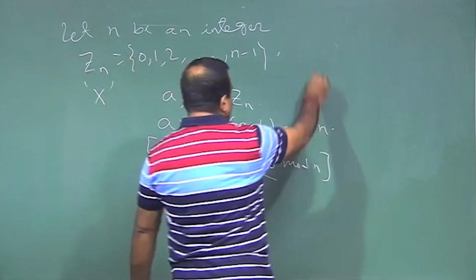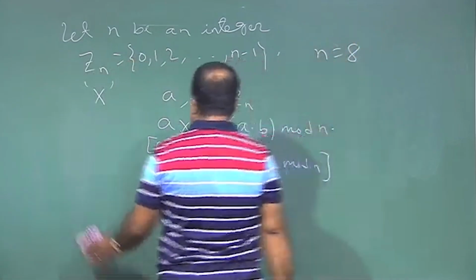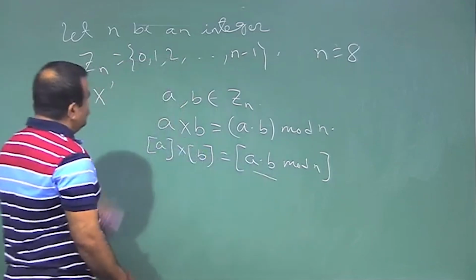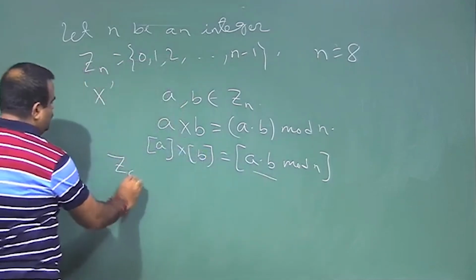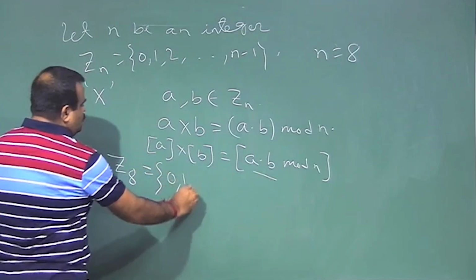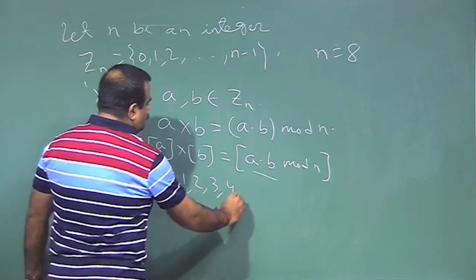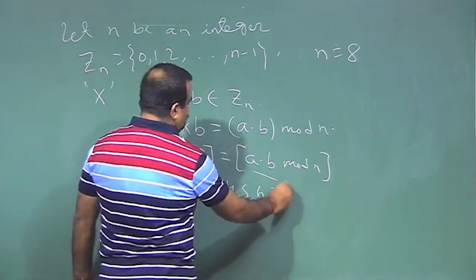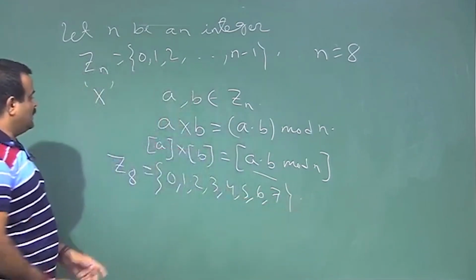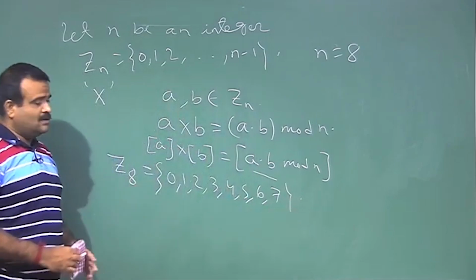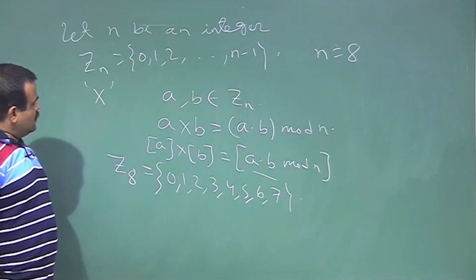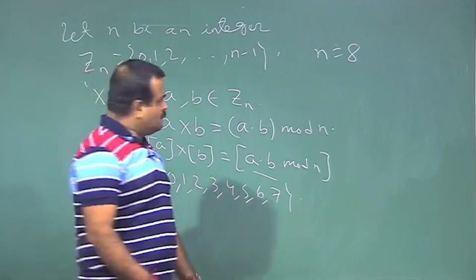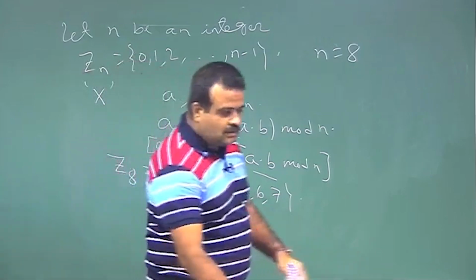Suppose n is equal to 8. If n is equal to 8, then what is Zn? Zn is basically 0, 1, 2, 3, 4, 5, 6, 7. So, there are 8 elements, 0 to 7. Okay, now, let us define this operation. So, can you please come to the slide?